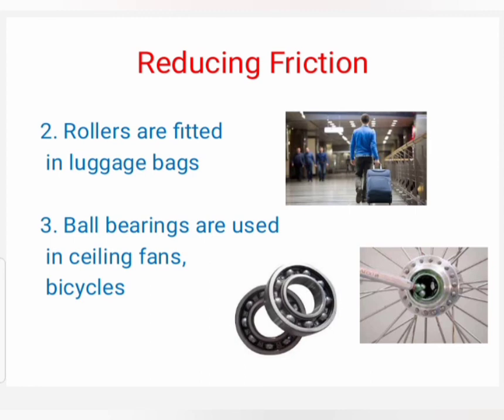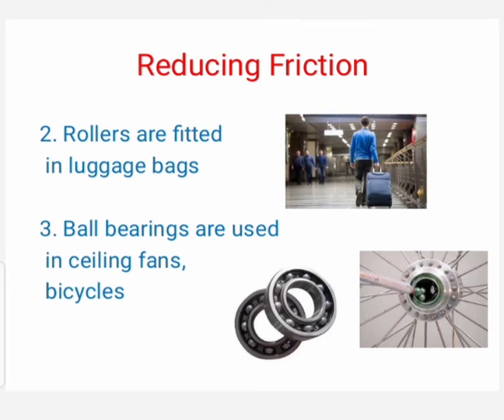Rollers are fitted in luggage bags to reduce friction. Ball bearings are used in ceiling fans and vehicles to reduce friction. These are some of the measures to be taken to reduce friction.